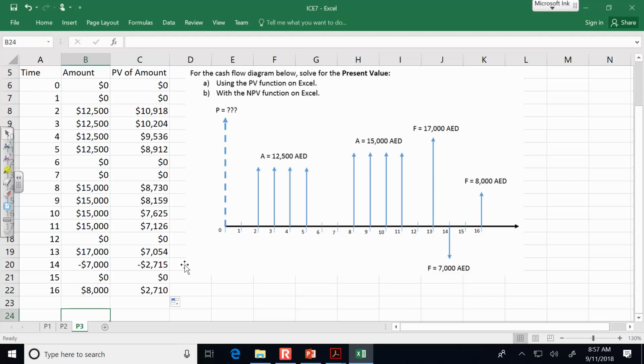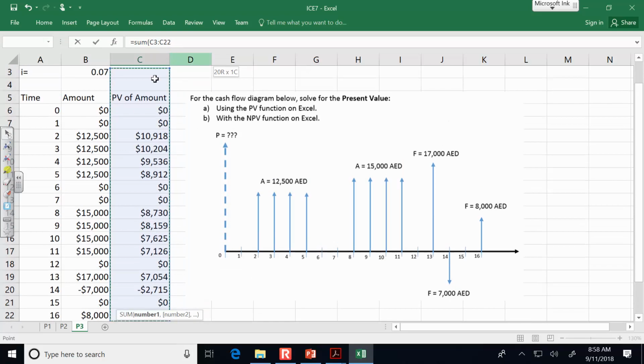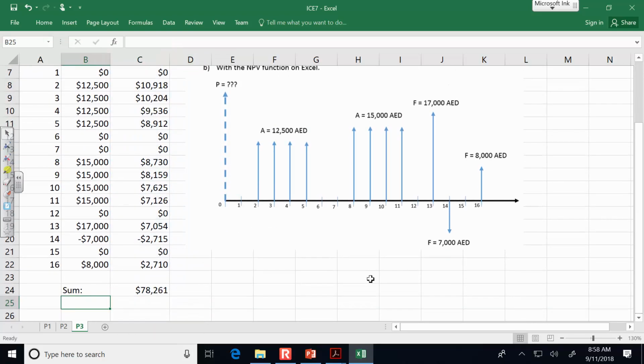You should be able to explain concepts on the quizzes. Like, I'd say, why is the amount in year 3 worth less than the amount in year 2? And the reason why is year 3 has more years to discount. It's discounted more years, and so its value is less in present terms. Okay, so what we need to do now is sum up all of these values. So the sum of the present values, so sum, and then highlight all of these. And that tells us that the sum of the present value is 78,000.